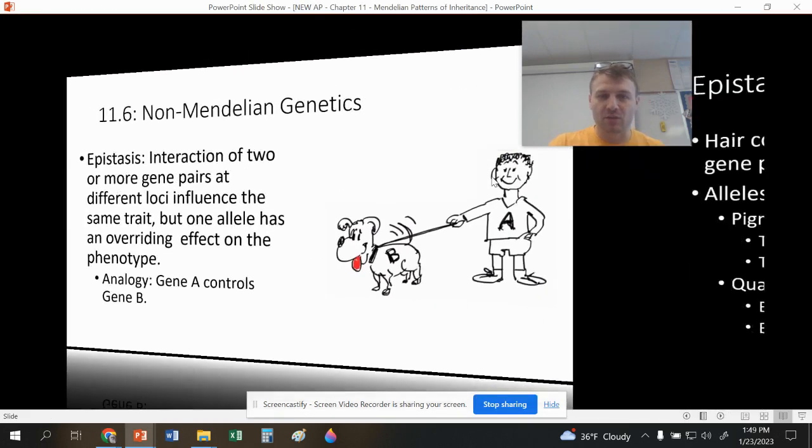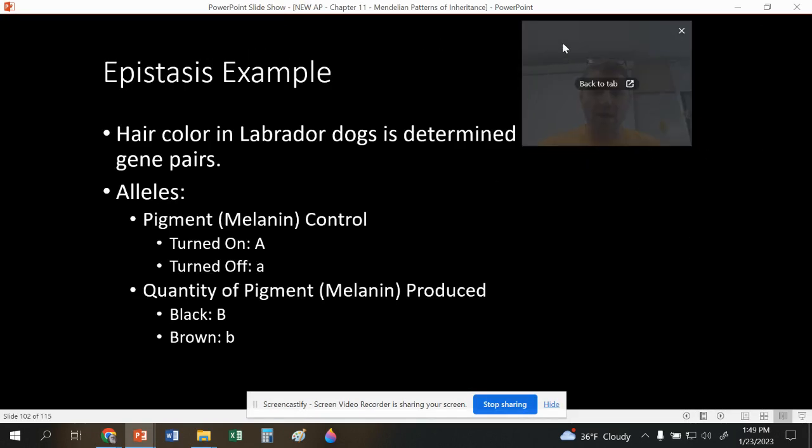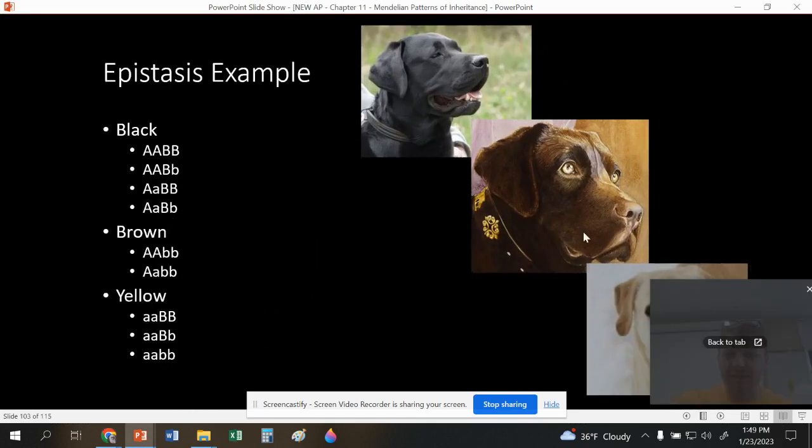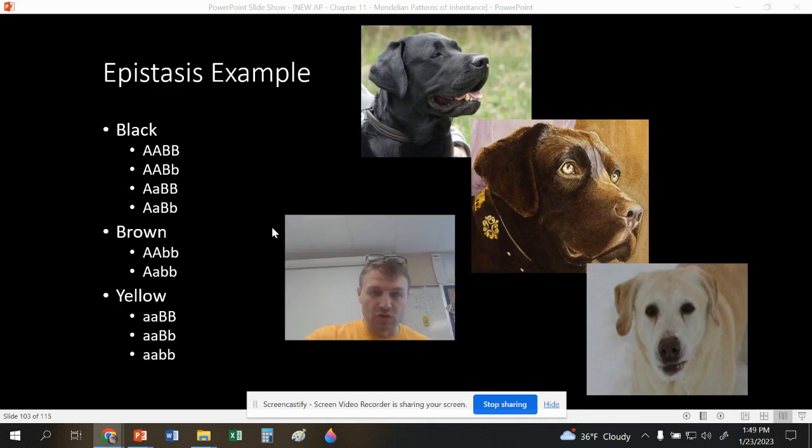And let me show you an example here with dogs. So you have this melanin gene in dogs, that's the A allele, and the quantity of that pigment is produced here in that B allele. So what happens is, again, we get more phenotypes than just one or two different phenotypes.